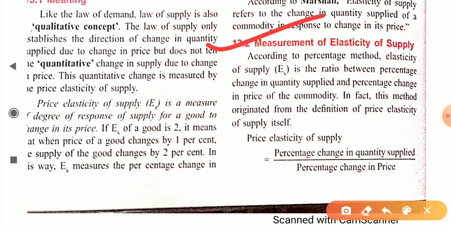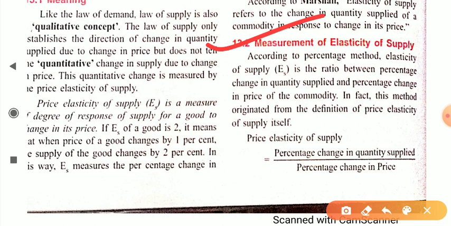Now move to our next point, which is measurement of elasticity of supply. Dear student, there are many methods of measuring elasticity of supply, like percentage method, proportionate method, arc method, and geometric method. All these are different methods, but in our syllabus we have only the percentage method. According to the percentage method, elasticity of supply is the ratio between percentage change in quantity supplied and percentage change in price of a commodity. In fact, this method originated from the definition of price elasticity of supply.